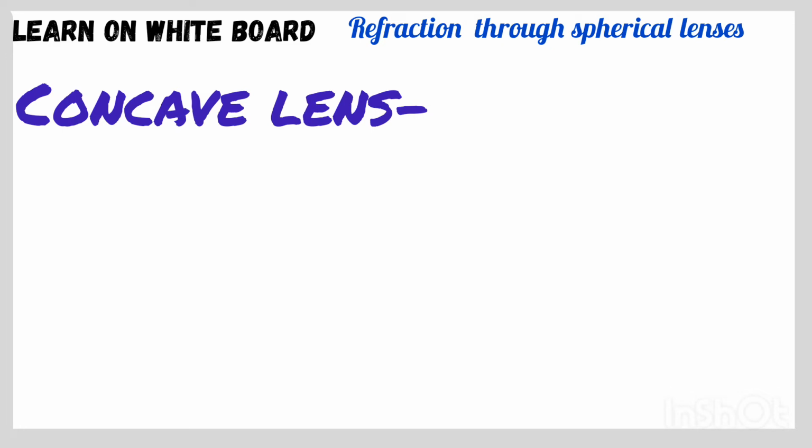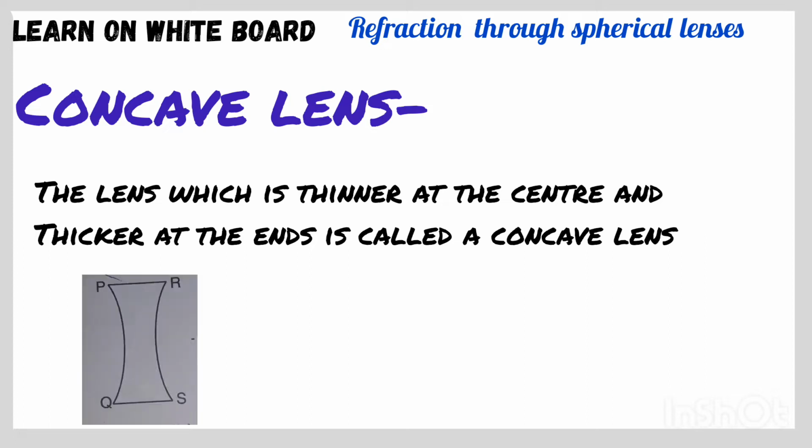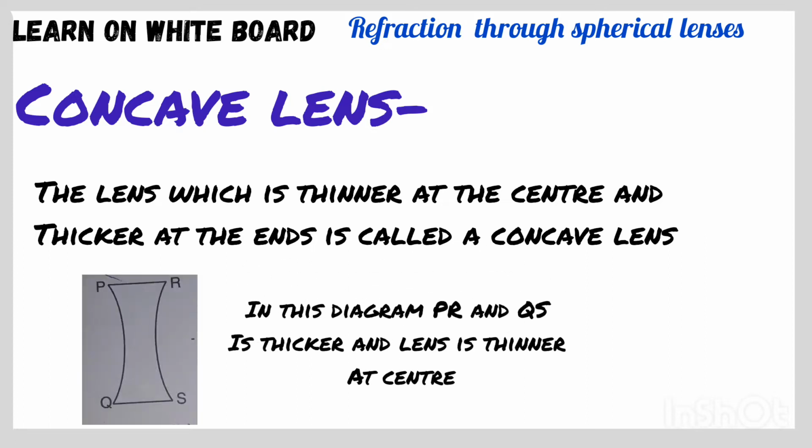Now it's the turn of concave lens. The lens which is thinner at the center and thicker at the ends is called a concave lens. In this diagram, PR and QS are thicker and the lens is thinner at the center.